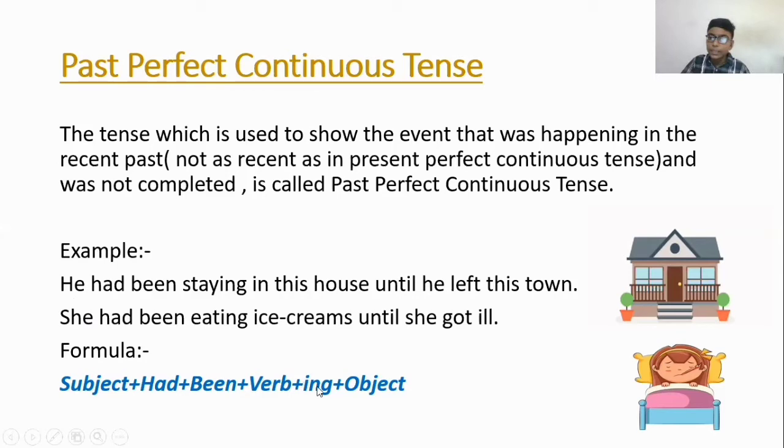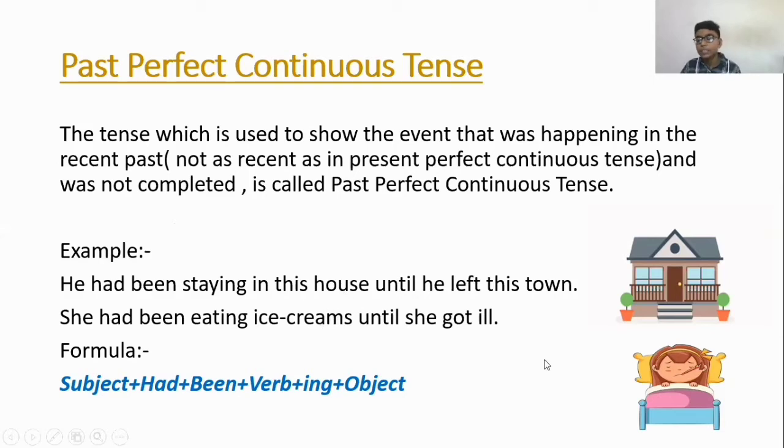Verb plus ing. Here also we don't have to use any second degree of the verb. We just have to use the verb plus ing. Stay is the first form, plus ing: staying. Eat is the first form, plus ing: eating. And the object is a house, ice creams.